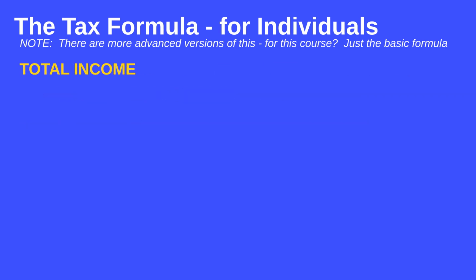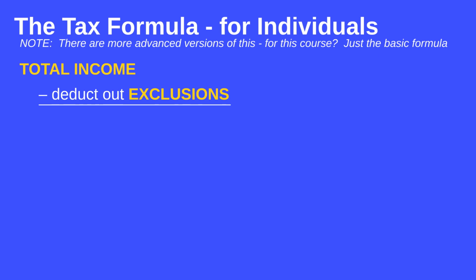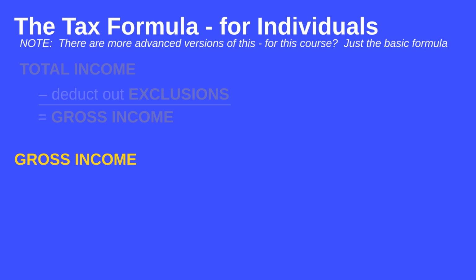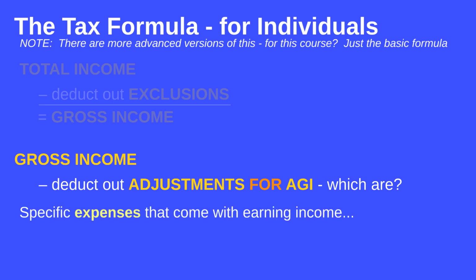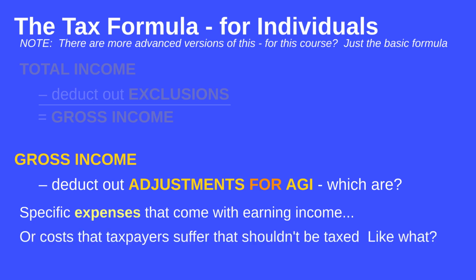So we take total income and we deduct out the exclusions, and that gives us what we call gross income. So that's our first step of the formula. From there, we take gross income and we deduct out what's called adjustments for AGI. And we talked about this a little bit in the last chapter, but let's talk about it a little bit more as far as what they actually are. These are specific expenses that come with earning income. They're costs that taxpayers suffer that they shouldn't be taxed on according to the government.